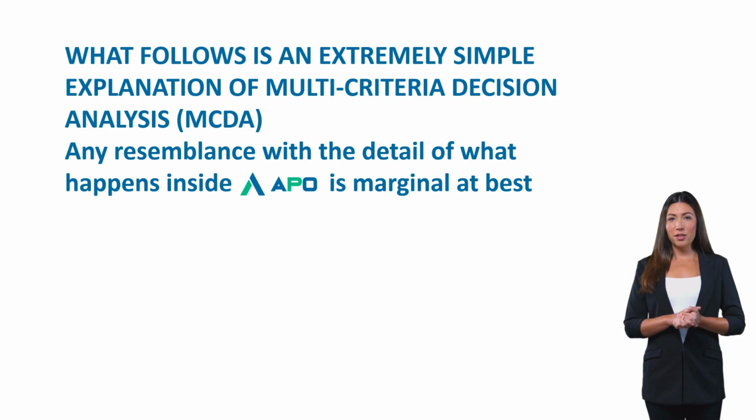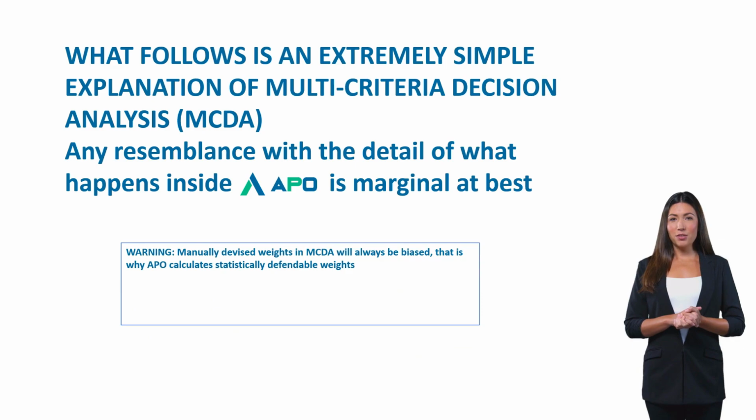We wish to caution you on two things. Firstly, binarily devised weights in multi-criteria decision analysis will always introduce bias. And it's not commonly known how much even 2% bias can influence the final decision. So, that's why 𝗪𝗻 calculates statistically defendable weights.